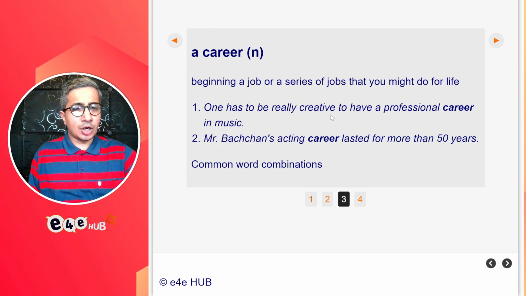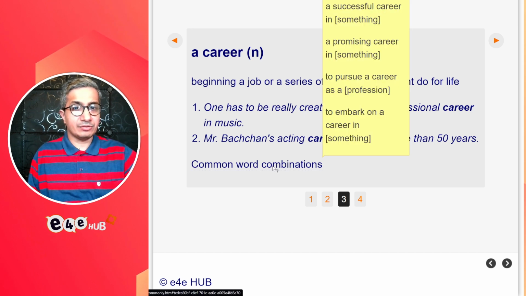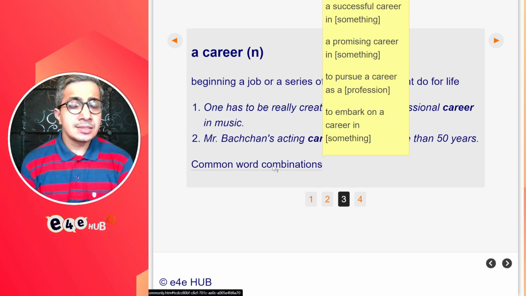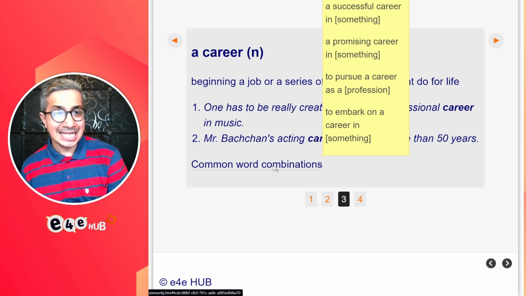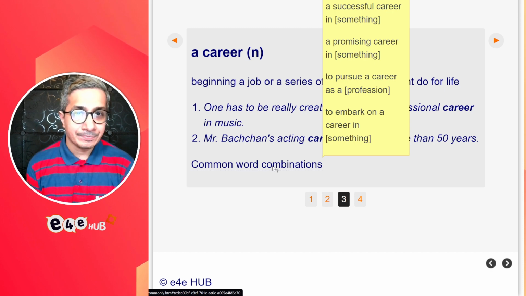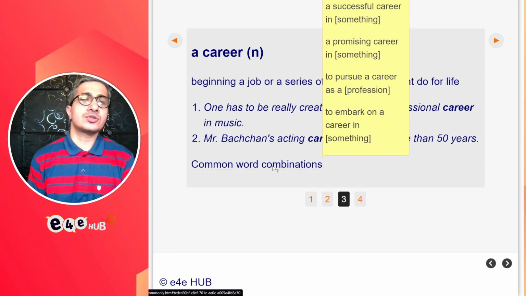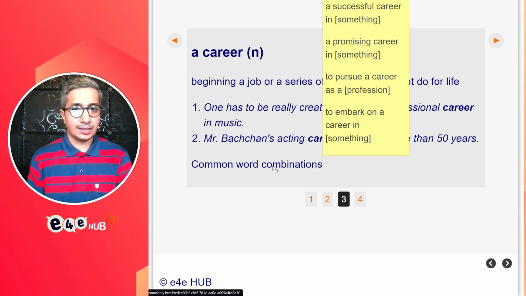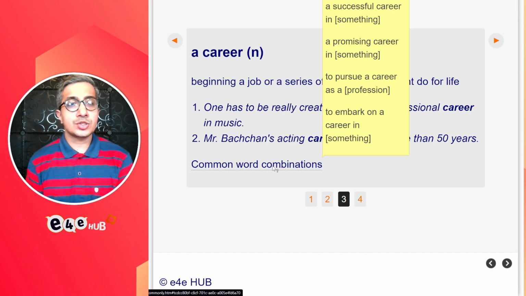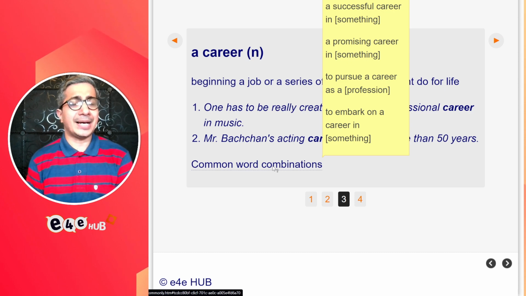So, what are the combinations that we use with the word career in English? There are some that are very common. A person can have a successful career in something, as a career in music, a successful career in sports, or a not so successful career in business, management. Instead of saying successful, you can also say a promising career in and the area. A promising career in management. A promising career in analytics.